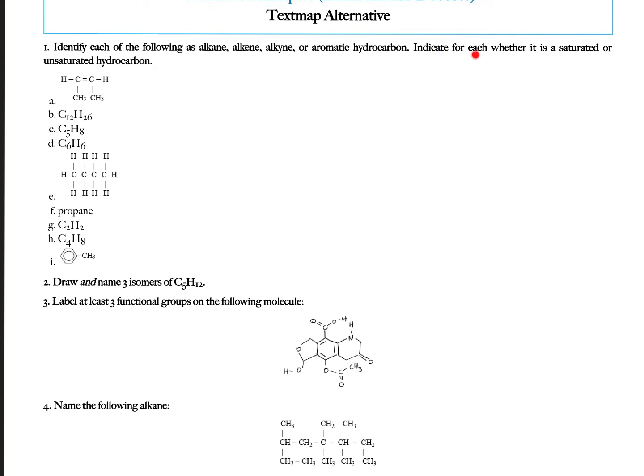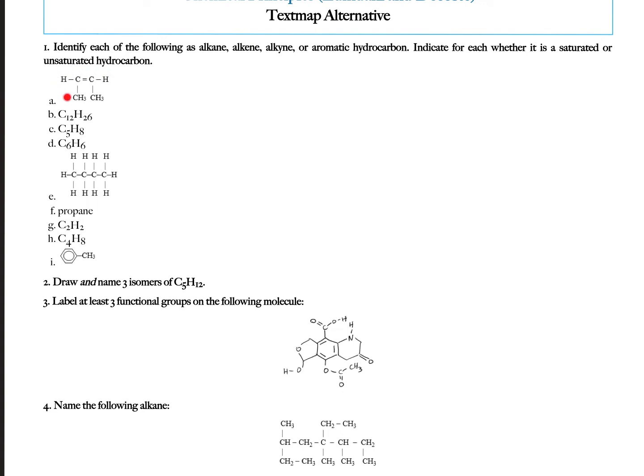And then it says indicate for each whether it's saturated or unsaturated. Well, the only way you can be saturated is if you're an alkane. So everything else is going to be unsaturated from this list, because everything else will have some kind of double or triple bond or combination thereof and won't contain as many hydrogens as it possibly can. All right, so let's go through each one of these.